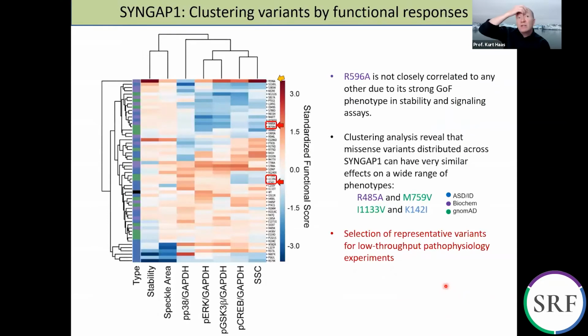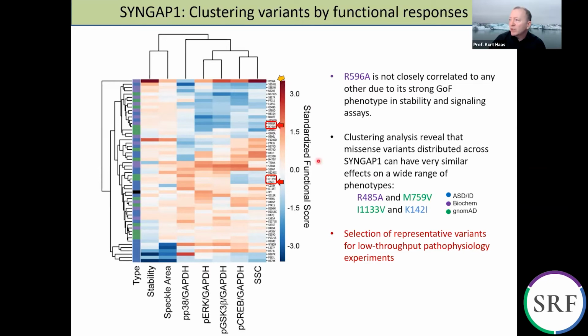So when we have this large data set with 7 different assays, we can then do clustering analysis to see which variants are similar to each other, to try to see if there's uniform molecular mechanisms. This shows an example where R596A, which is a biochemical control, is very different from every other variant. So it's important to find those. And then we can find ones that are very similar.